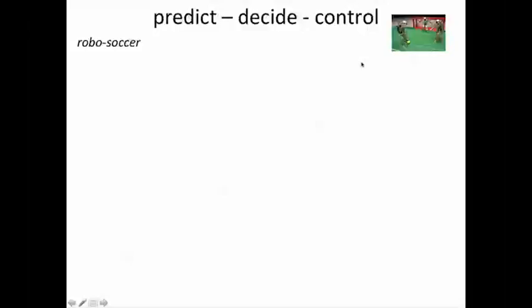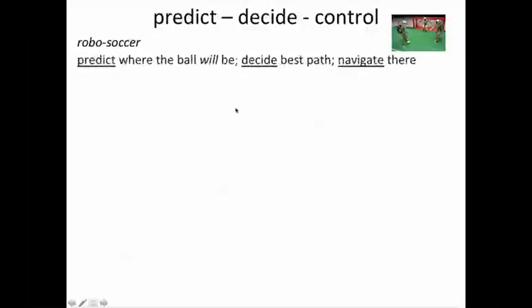And this is a little photograph of one such competition. Imagine what this robot has to do. It needs to predict where the ball will be, decide the best path to get to the ball, and navigate there. And that's the basic thing that it needs to do if it doesn't have possession of the ball. Prediction is very critical. The ball may be moving with a certain velocity, and the robot needs to figure out where it's going to go, much like our very first example of the paddle game in the 0th lecture of this course.